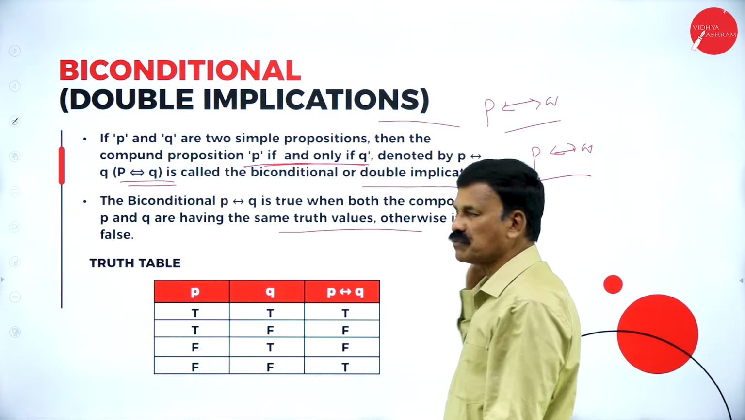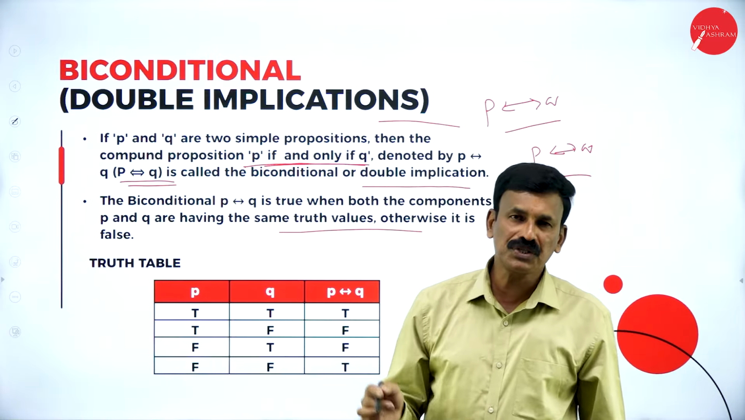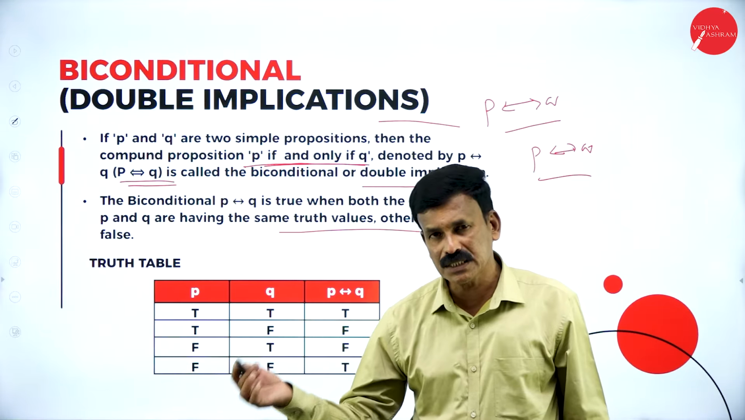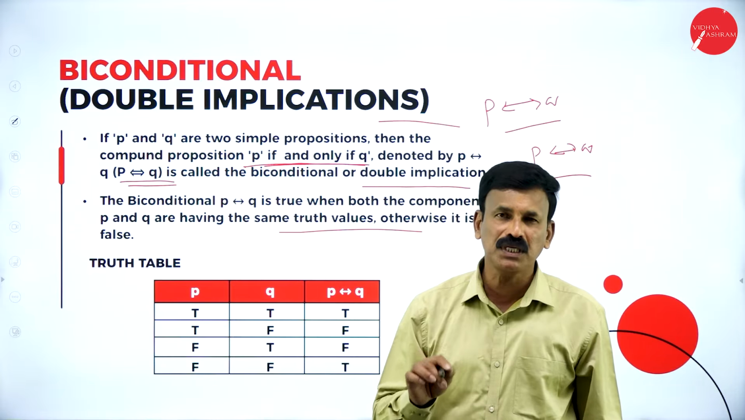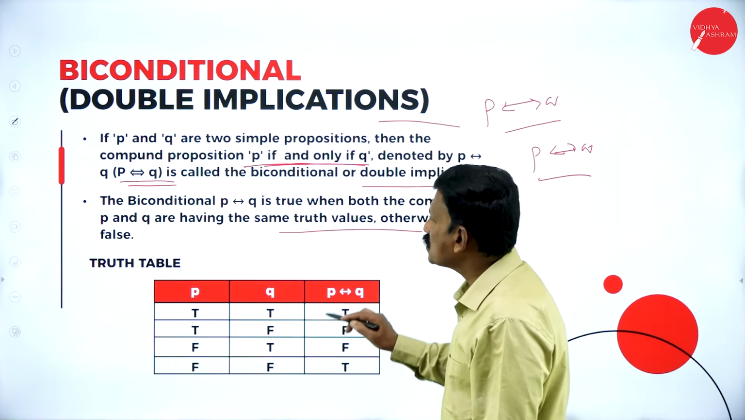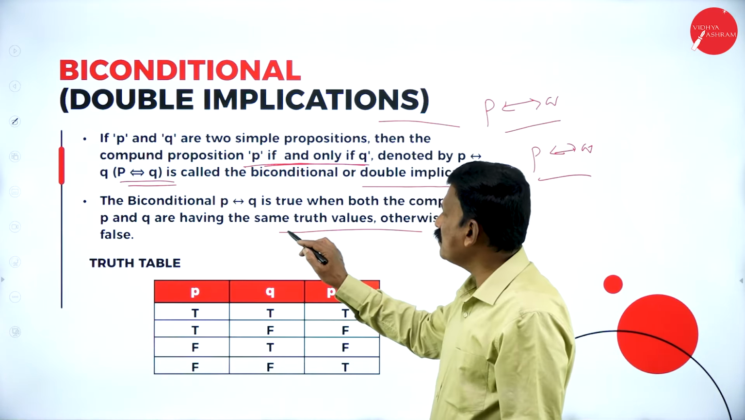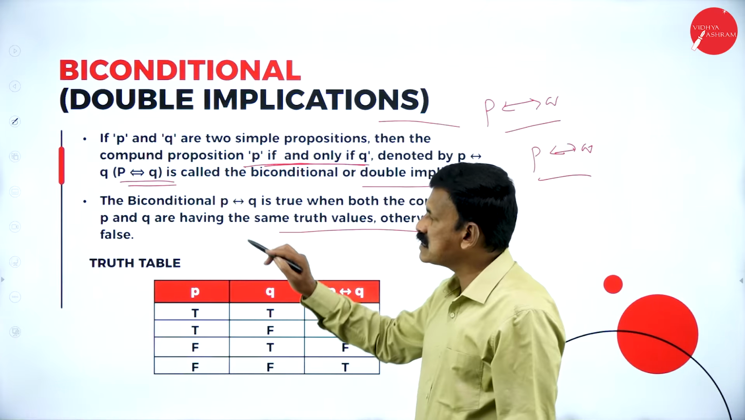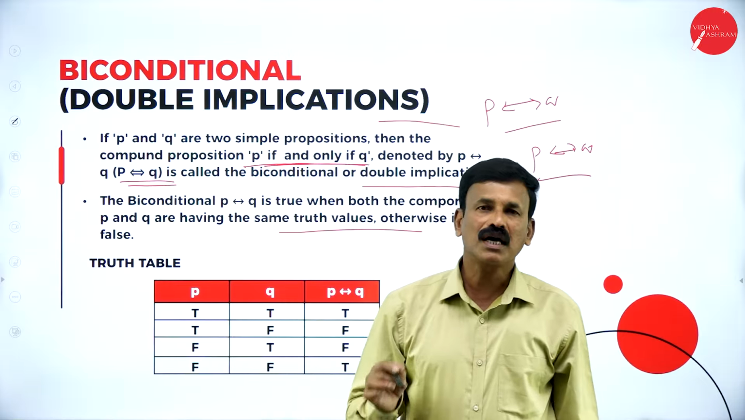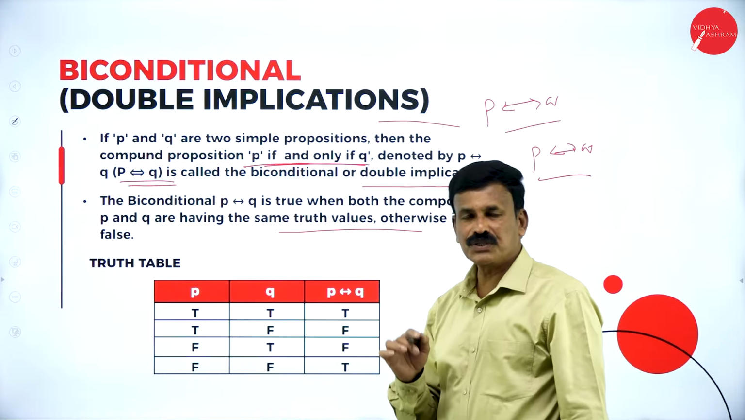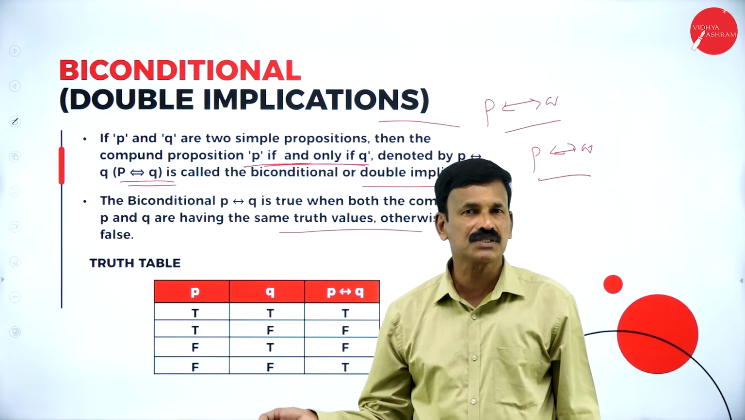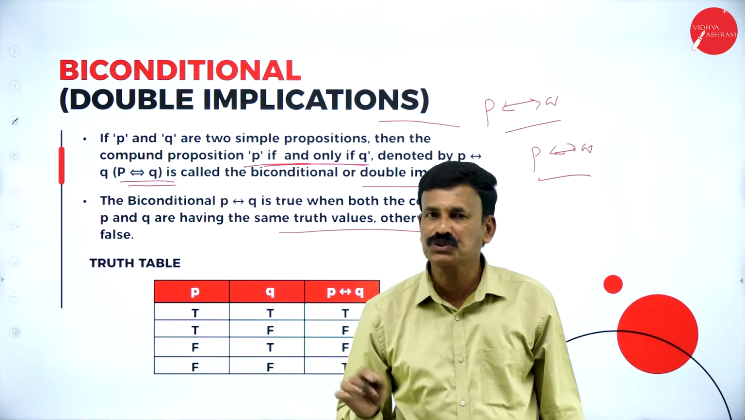the same truth values. If P is true and Q is true, then the biconditional is true. If P is false and Q is false, then the biconditional is also true. That means P and Q have the same truth values. In other cases, it is false. So true and true is true, true and false is false, false and true is false, and false and false is also true, because P and Q have the same truth values.